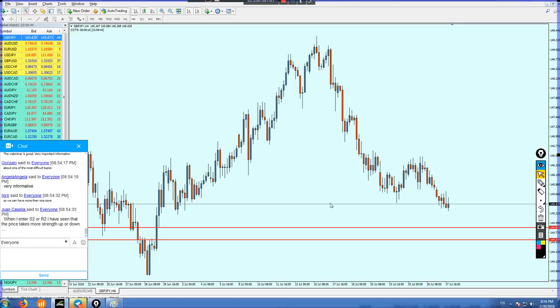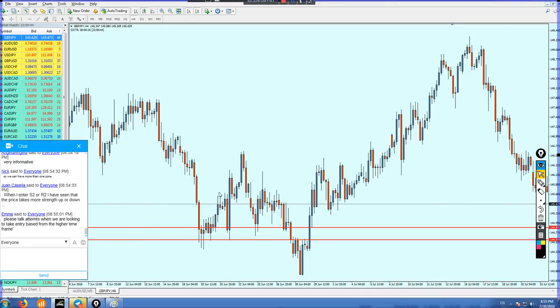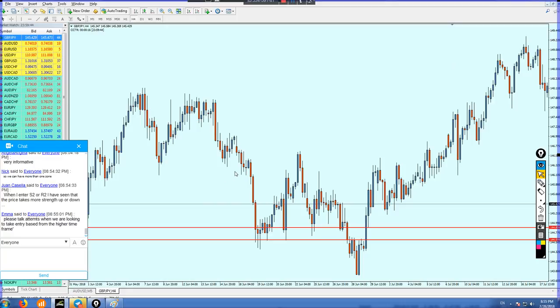What do you mean by more strength, up or down? Yeah, Nick, of course we can have more than one zone. Okay.